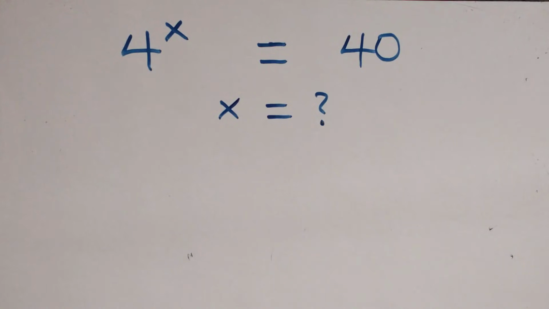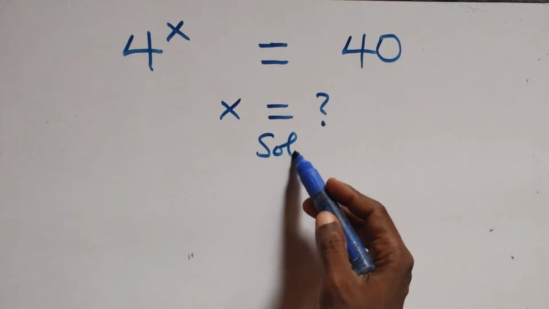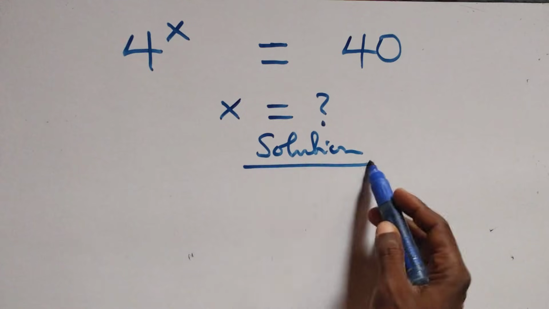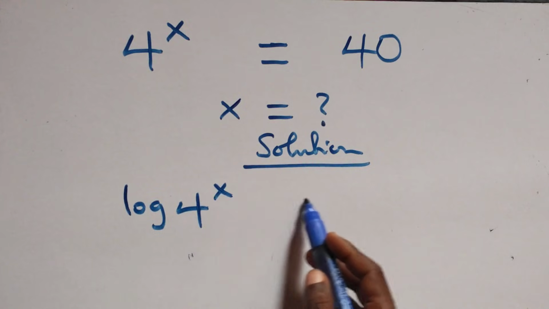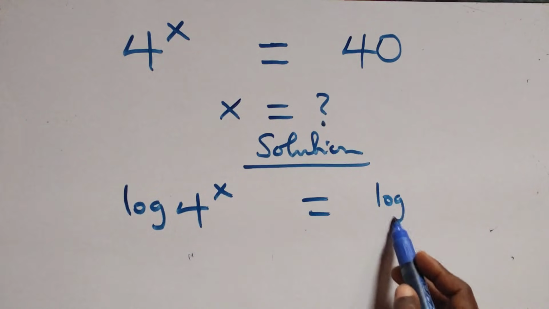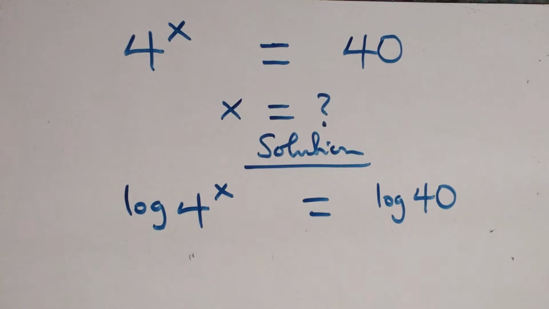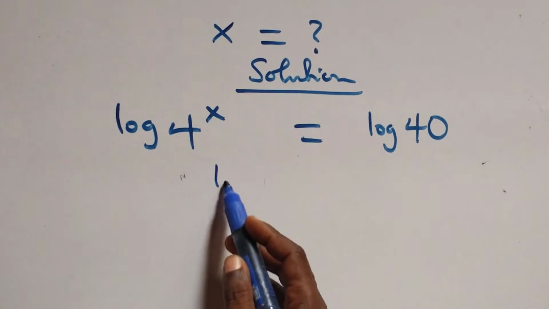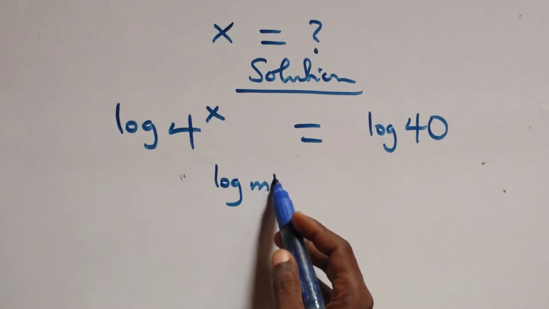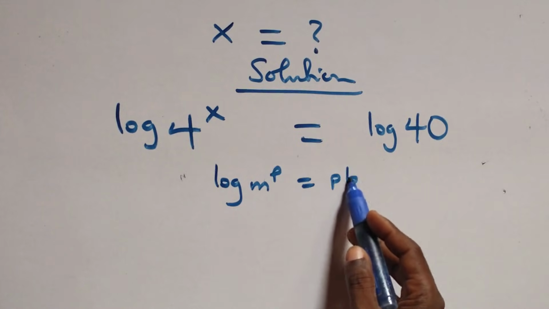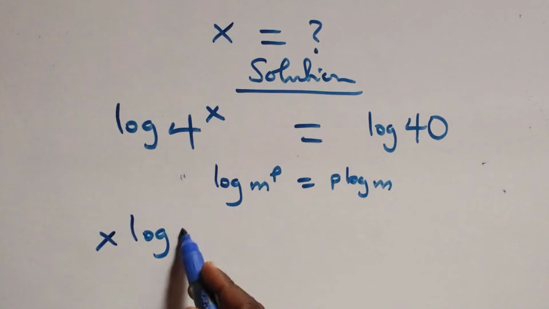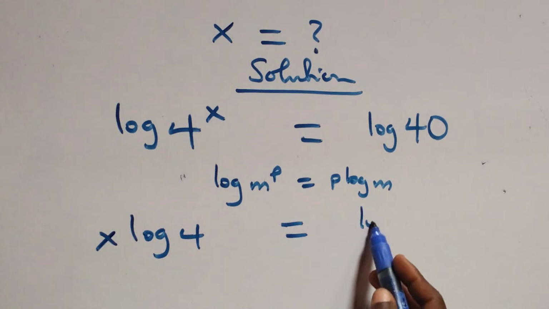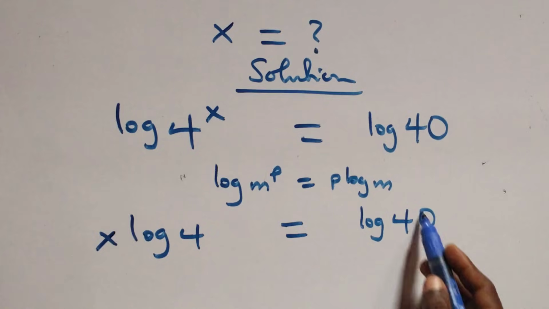Hello, you're welcome. How to solve this nice exponential equation. Solution from here. What we have here, take the log on both sides. That is, we have log 4 raised to power x equals log 40 on this side. Here we apply the power law of logarithm. When we have log m raised to power p, it is the same thing as p log m. Thus here we have x log 4 equals log 40 on this side.